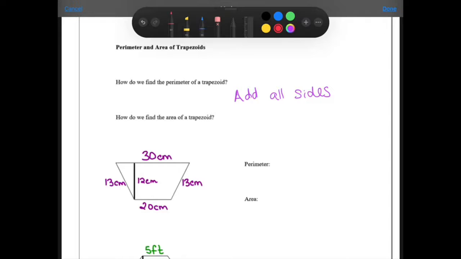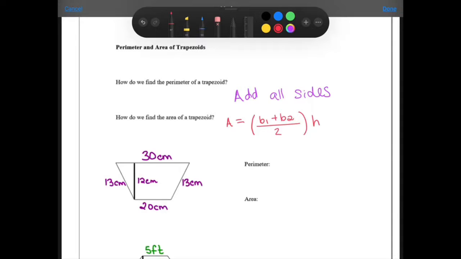For area, we know that this is not always the same. So for a trapezoid, the formula is area equals, then in parentheses, base 1 plus base 2 divided by 2, close the parentheses, and multiply all of that by the height. So we're doing the length of one base, the length of the other base, adding them together, divide by 2, and multiply that by the height.